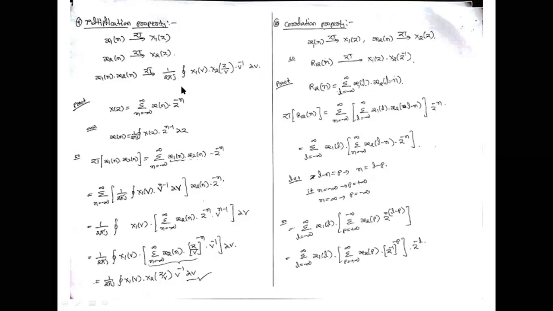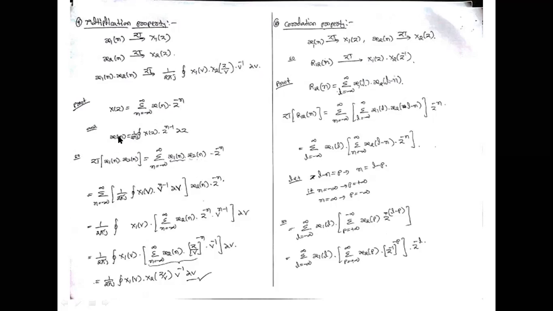Got it, my dear students? To prove this, first of all, you can take the Z transformation definition: X of z is equal to the sum of n equals minus infinity to infinity, x of n z power minus n.